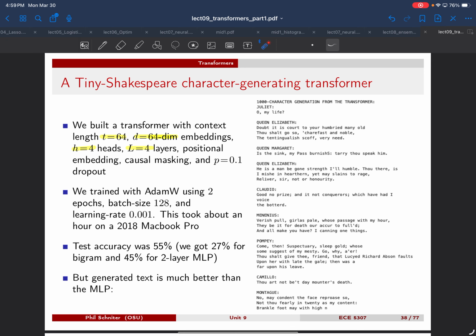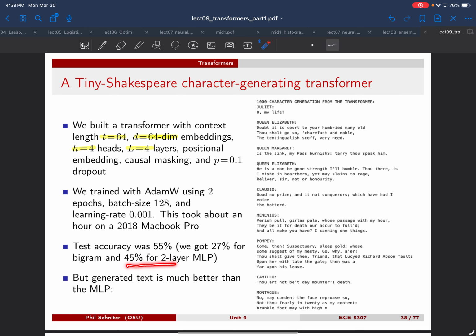And otherwise, pretty straightforward using AdamW. This is already like 11 million characters, so 2 epochs is all I could afford for about an hour of processing on my laptop. There's some freedom in terms of the batch size and learning rate. I just chose those parameters. They seem to work pretty well. And the result was I was getting 55% test accuracy.